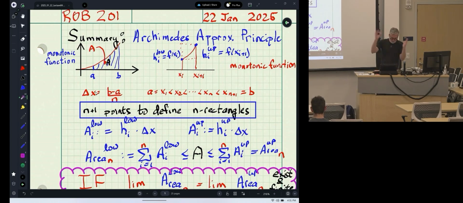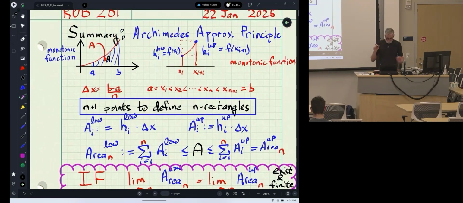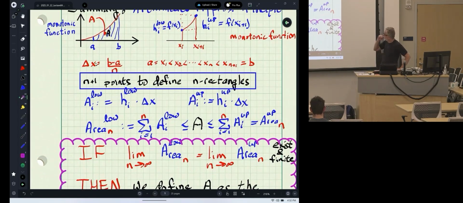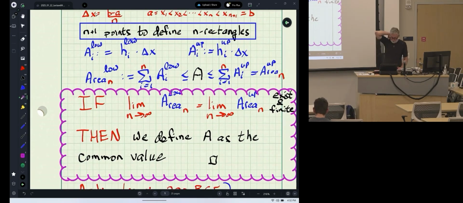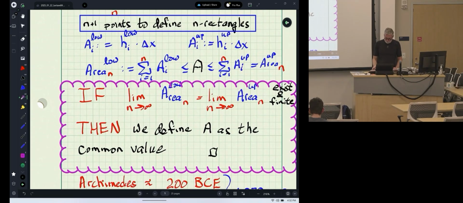You want to get the area between points A and B on the x-axis. We divide it up into equal intervals, (b minus a) over n, where n is the number of rectangles we're going to have. And then we have a_i low, when it's monotonic, is the leftmost point, and a_i up is the rightmost point. Multiply those by the width of the rectangle, and we've got a lower bound on the area under the curve and an upper bound. And we sum up all the lower bounds. It's a lower bound on the total area. And we sum up all of the upper bounds. That's an upper bound on the total area.